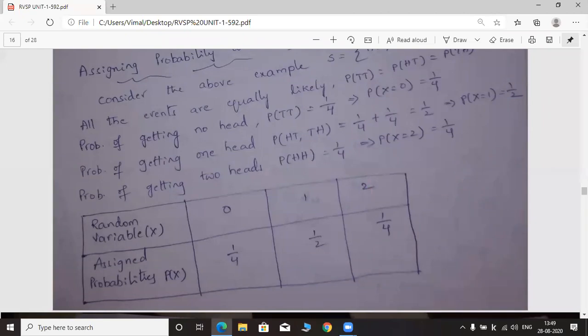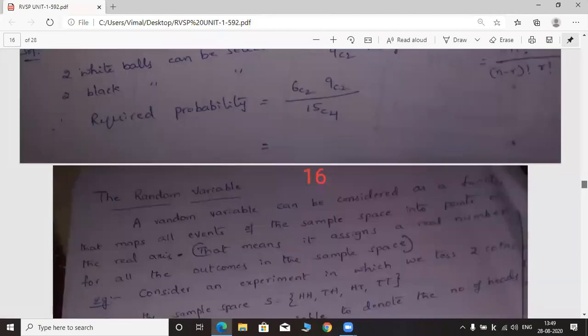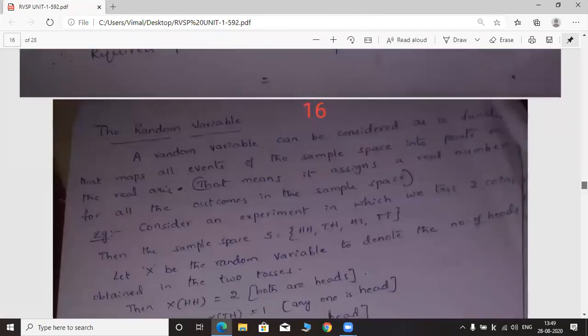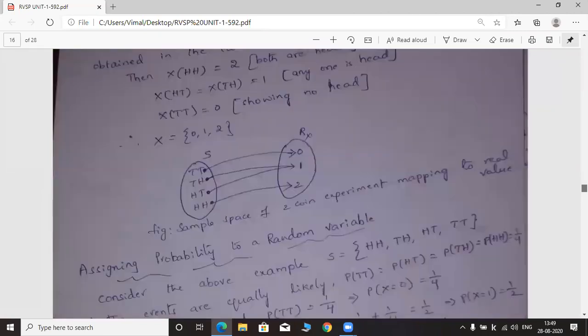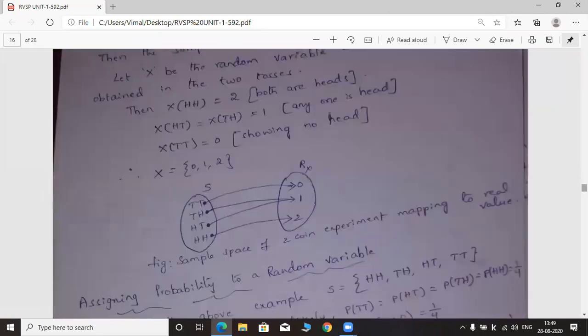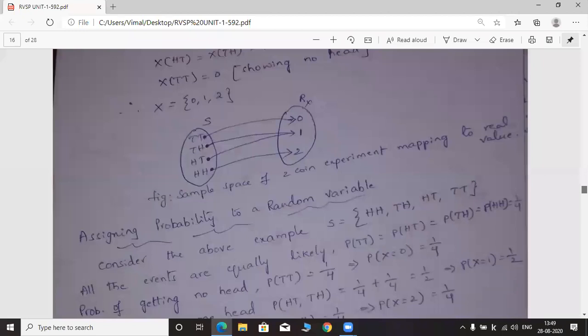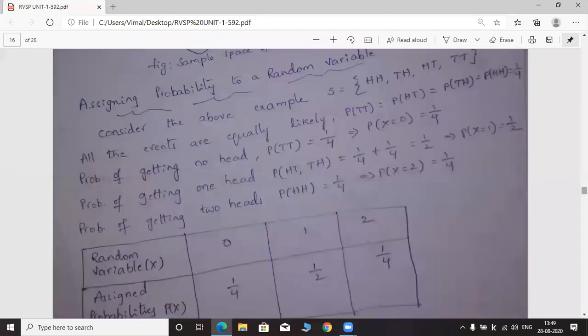Okay. Is it clear? Is the concept clear? We have defined the random variable first of all, and we have mapped each and every possible outcome in the sample space to a real value. After completing that process, we have assigned the probabilities to a random variable. Okay. So this one is also completed.